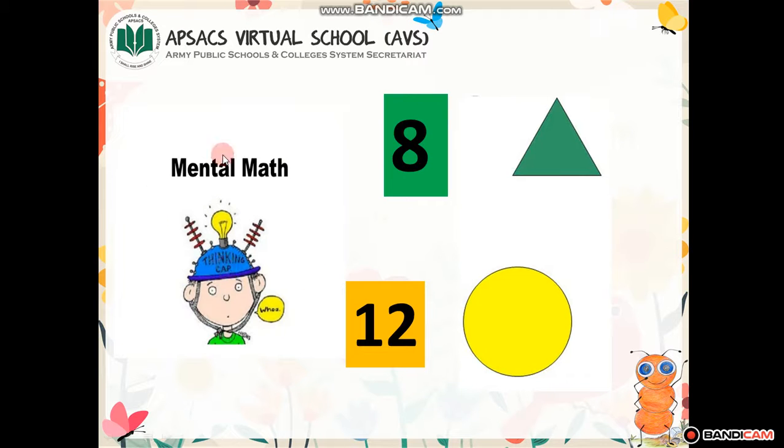Before starting today's work, let's do mental maths. So get ready. Yes, students, tell me which number is this. Look at this number and tell me. Yes, very good. And now tell me which number is this. Good job. Can you tell me the name of this shape? Well done. And what is the name of this shape? Superb.